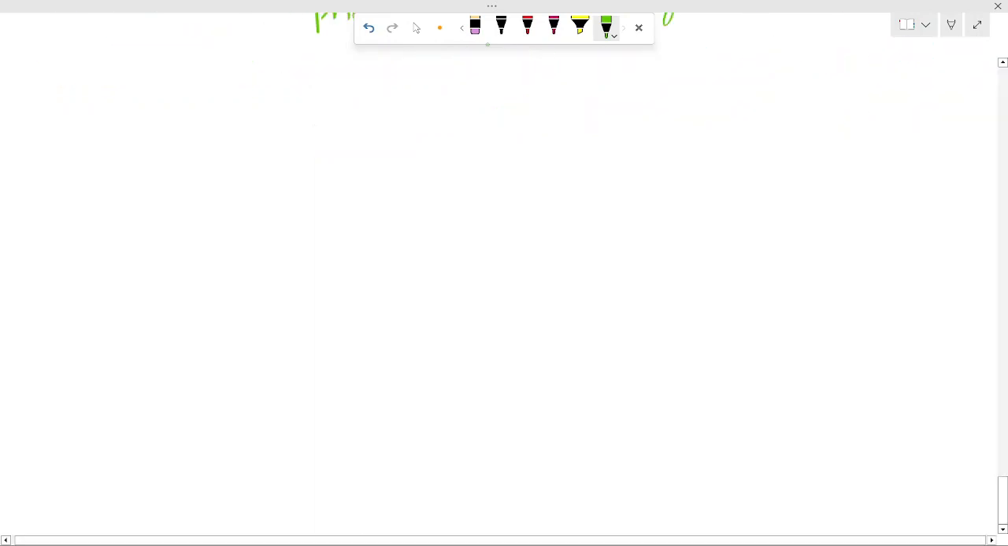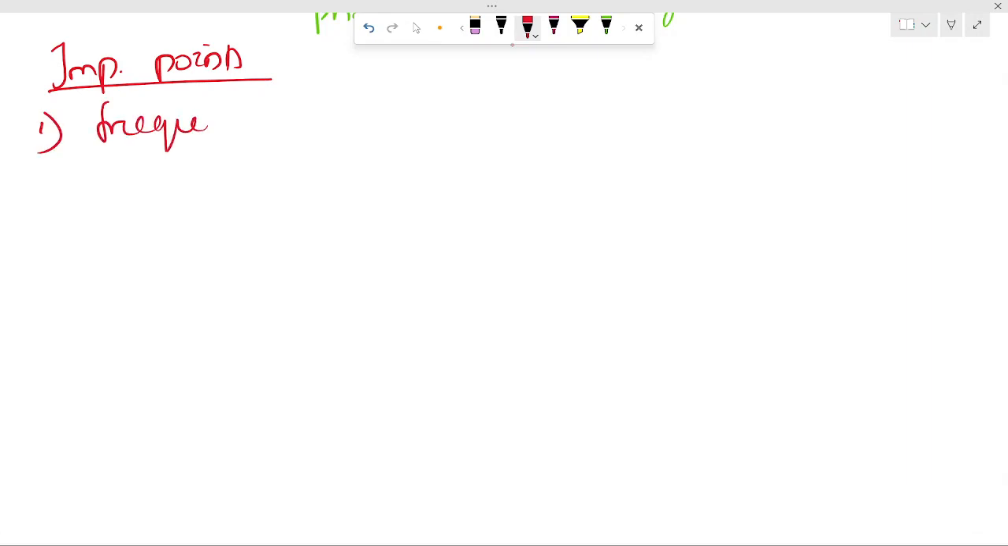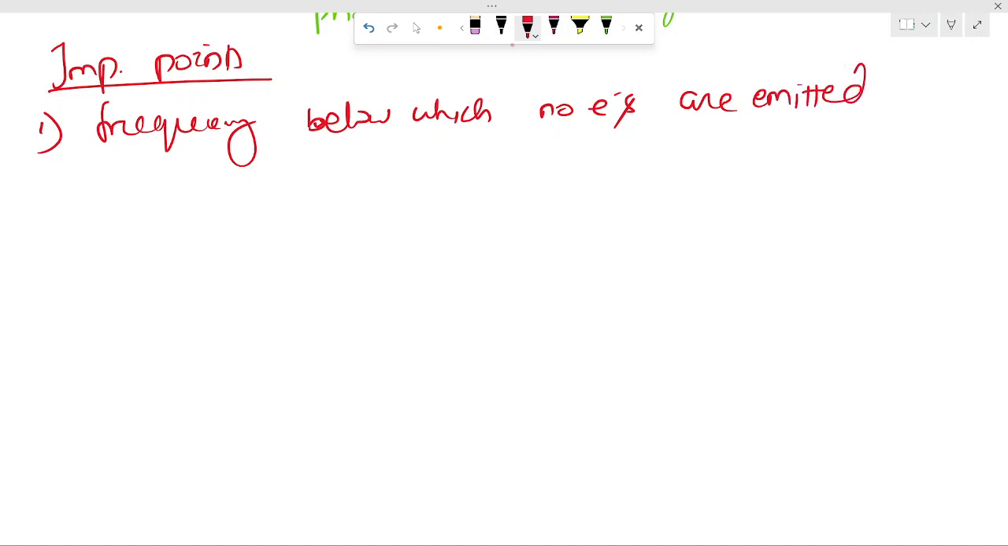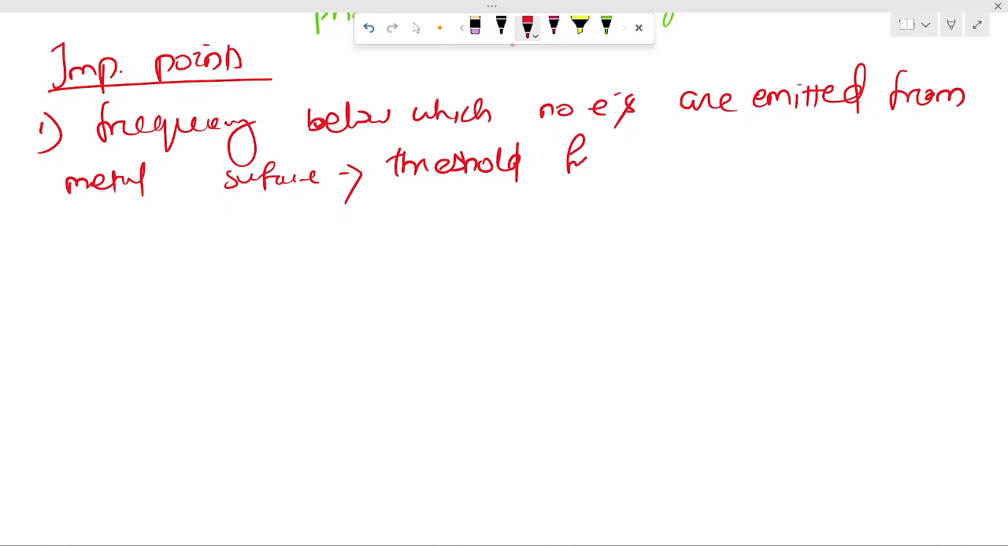Okay. Let me write down some important points regarding the photoelectric effect. You should remember these points. So the frequency below which no electrons are emitted from the metal surface is known as your threshold frequency, as I have talked about earlier.